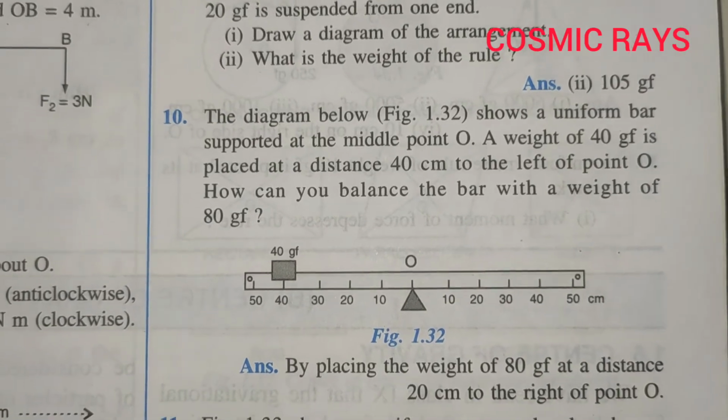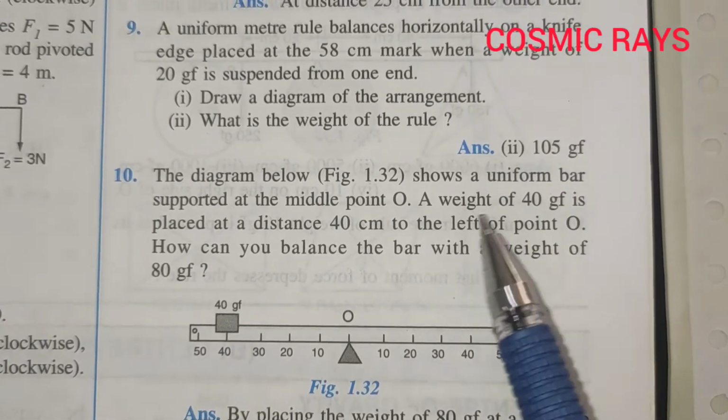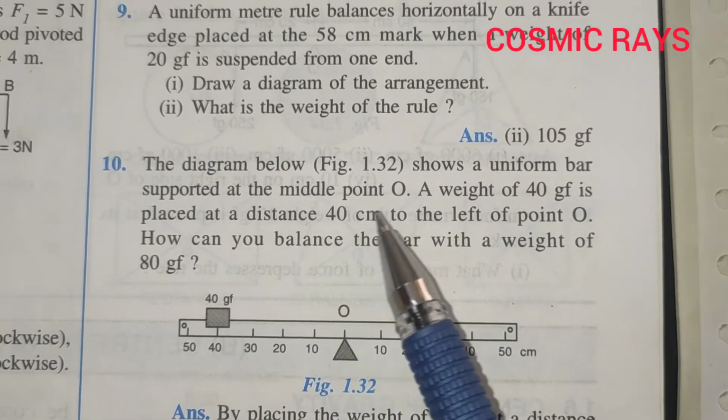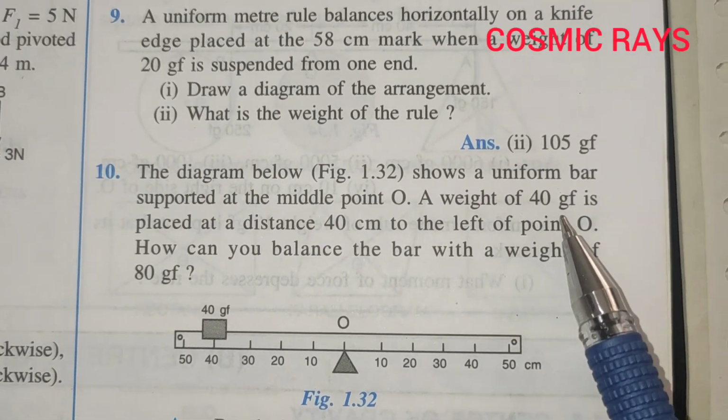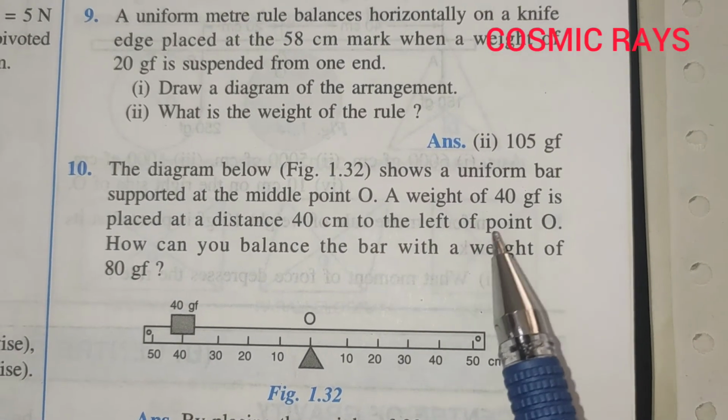Now let's try to solve number 10. It says the diagram below shows a uniform bar supported at the middle point O. A weight of 40 GF is placed at a distance 40 centimeter to the left of point O.